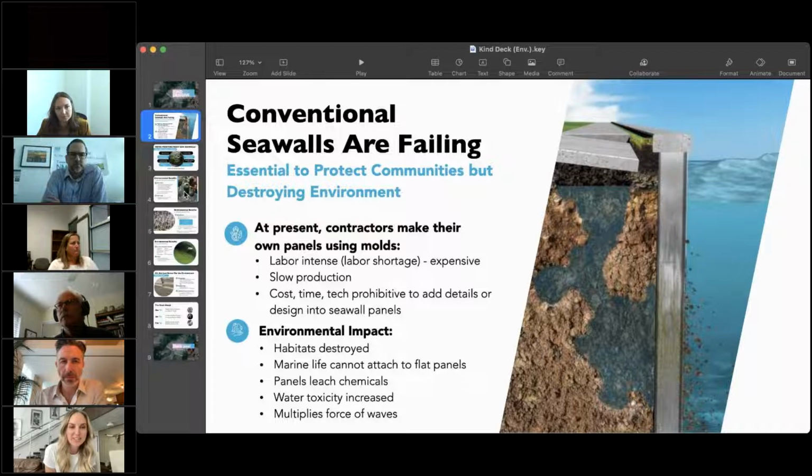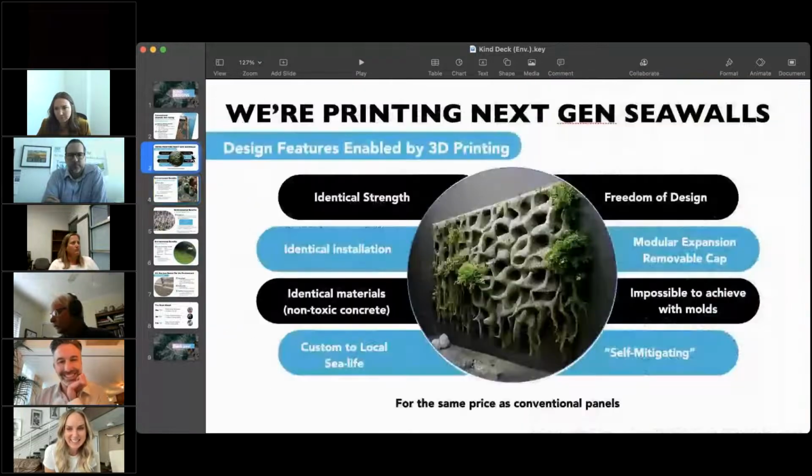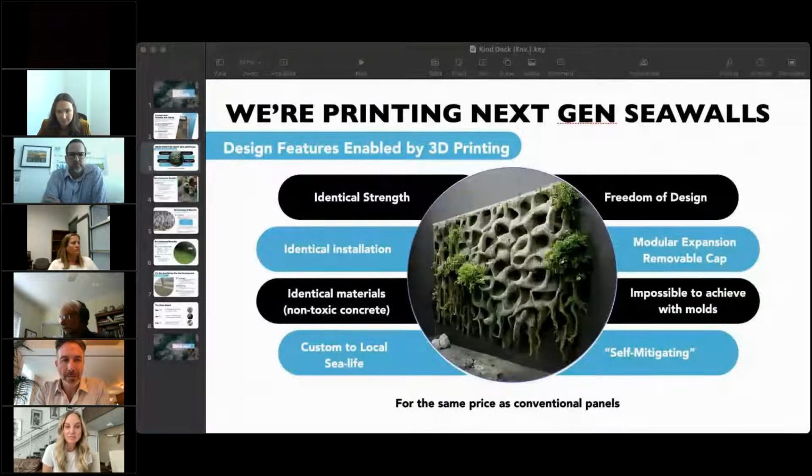So what we're doing looks like this. This is a convergence of a few technologies, most importantly 3D printing, also some material science and sensor tech. So instead of using molds, we are creating seawalls with autonomous 3D printers.